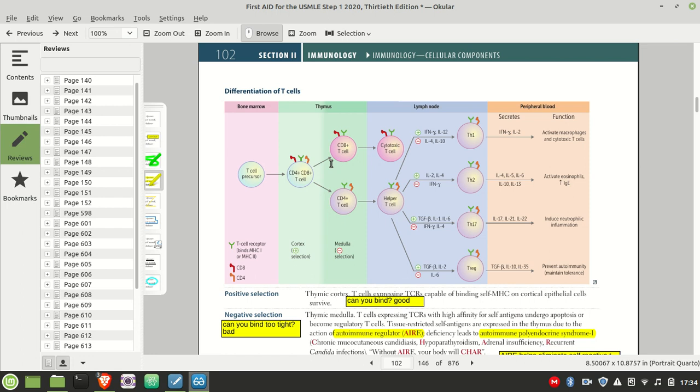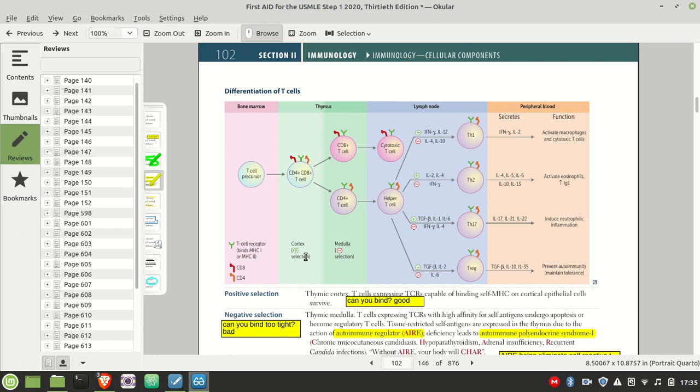Positive selection, the first thing that happens, happens on the outside of the thymus. It happens in the cortex. So what you do there is you say, are you able to bind? Is the cell able to bind? Well, yeah, fantastic. Okay, good. So now you can progress to negative selection. If, of course, the cell fails its positive selection round, it gets destroyed.